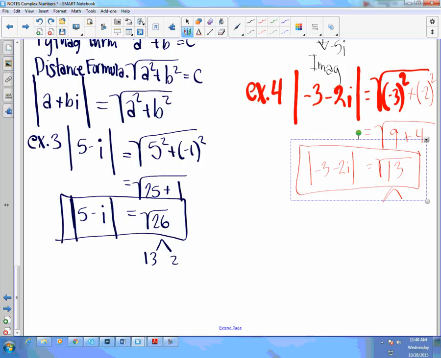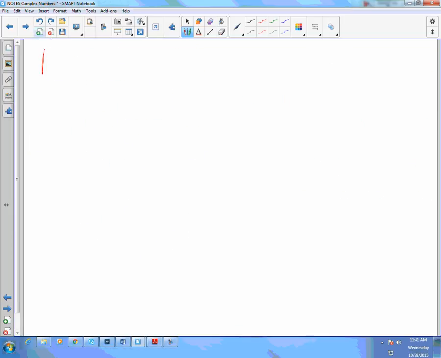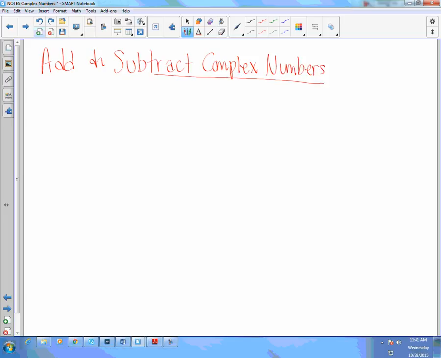Okay, let's then learn how to perform operations on them. We're going to learn how to add and subtract complex numbers, but you actually already know how to do this. Example 5: 7 minus 2i plus -3 plus i.